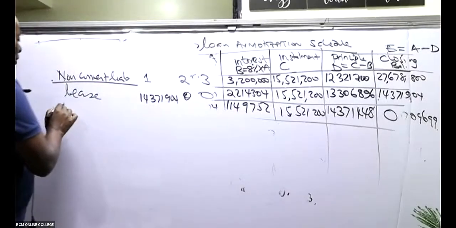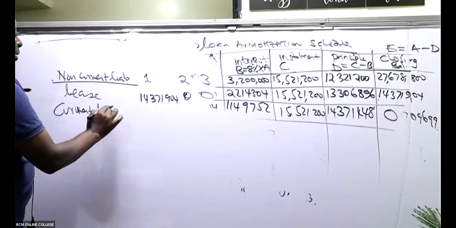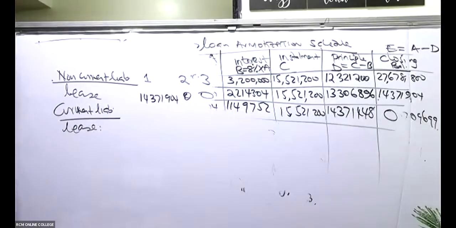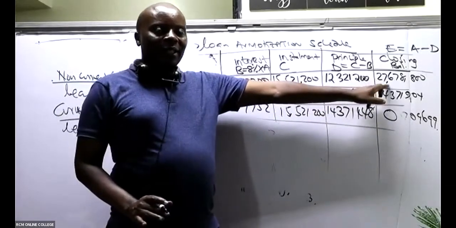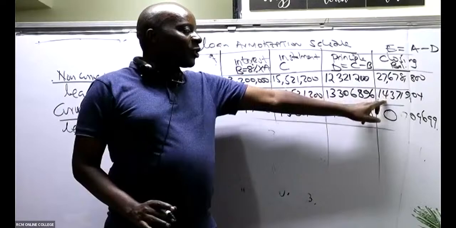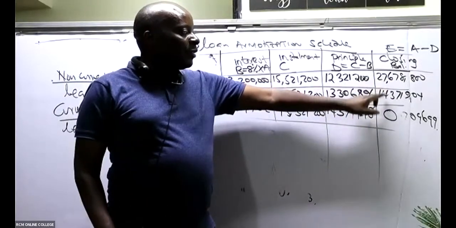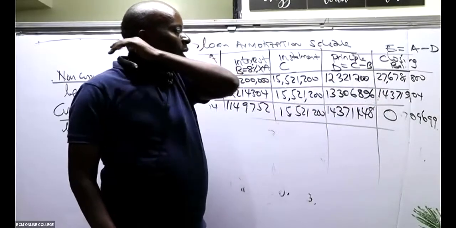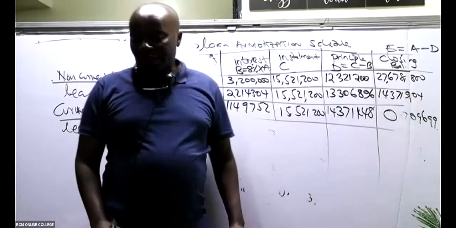And then now you ask yourselves, what about the current liabilities? In this case, we call this the lease. Initially we had 27 million and something, but something must have been paid for us to arrive at 14. Can somebody give me the difference between this and this? Take 27,678,800 minus 14,371,904. Somebody please give me that.